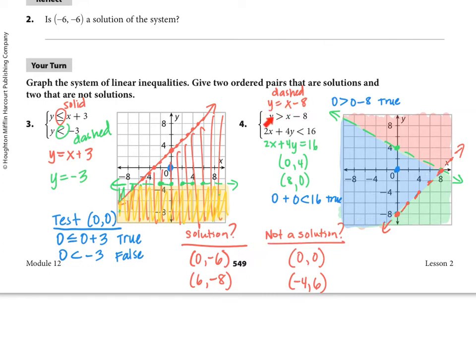Test it out for y is greater than x minus 8. 0 is greater than 0 minus 8 is a true statement, which means I'm going to shade above. So this red line, everything above. So it's this red and blue area together.